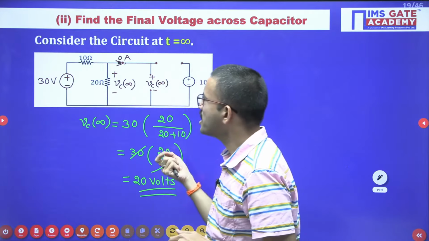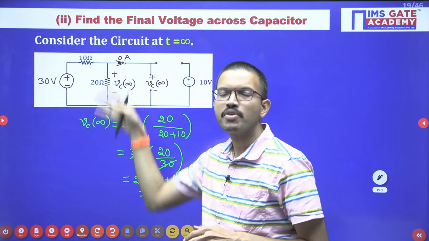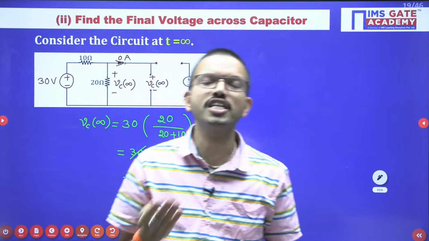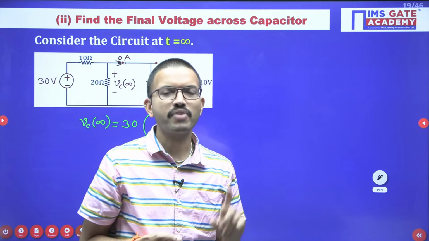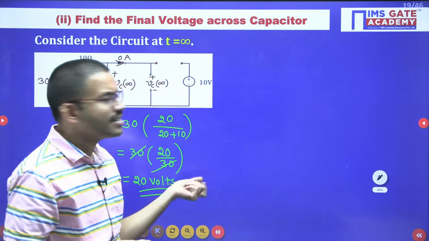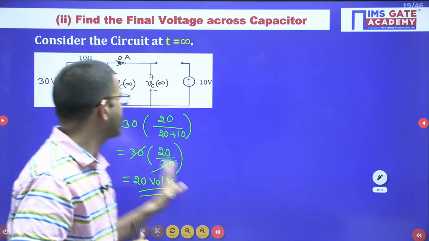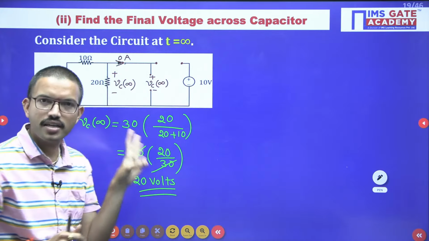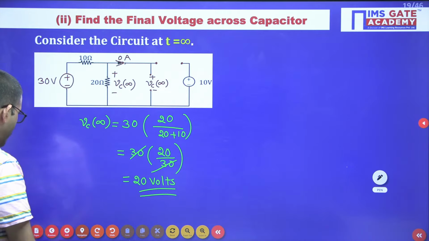But in some cases, because of the other elements, suppose here we are considering only R and C, but in some questions you will have multiple capacitors, multiple inductors, etc. So in some cases, across some capacitor you may get voltage 0, because across the other capacitor you are getting some other voltage. But for the time being I have considered a simple RC circuit, right? So you are getting VC of infinity as 20.